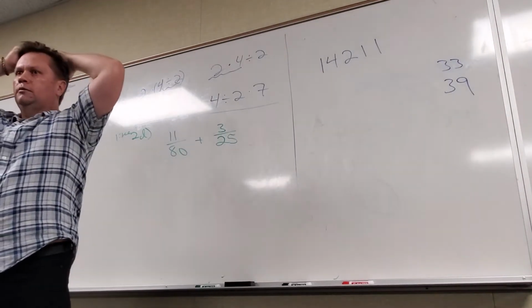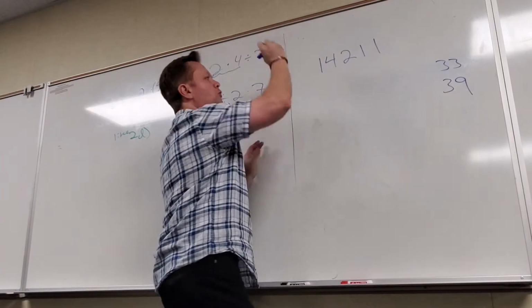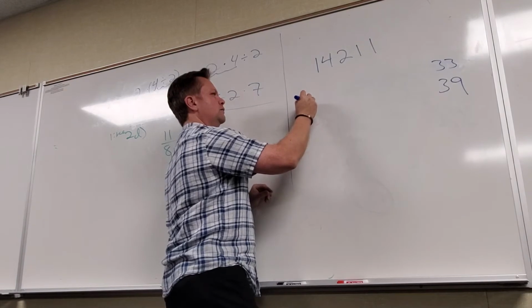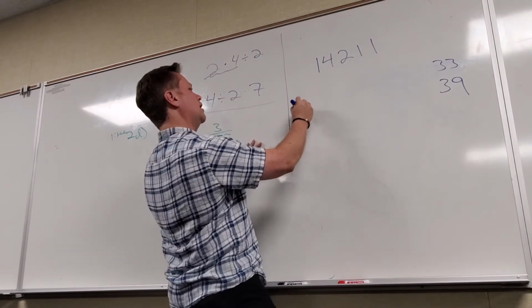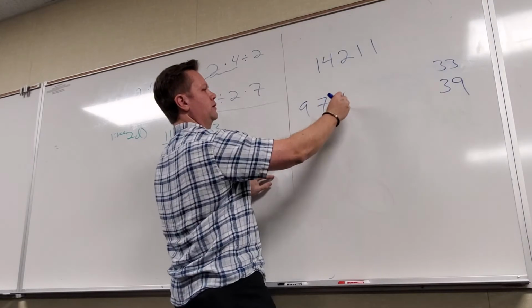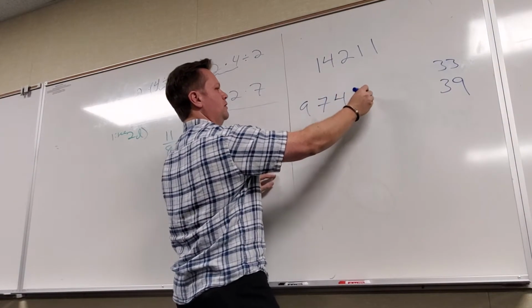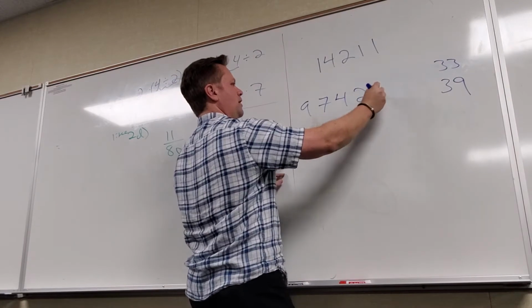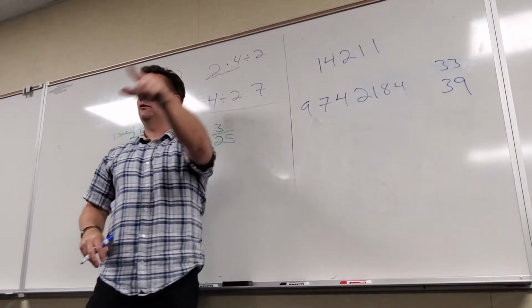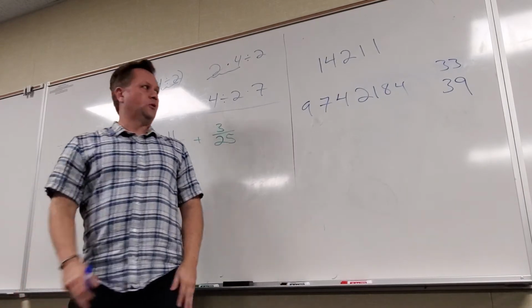Maybe. Okay. Real quick. Somebody give me a digit. 9. Somebody else give me another one. 7. Keep going. 4. Give me another one. 2. Give me one more. 1. And then I'll end it up with 84. There you go. That number is divisible by 4.